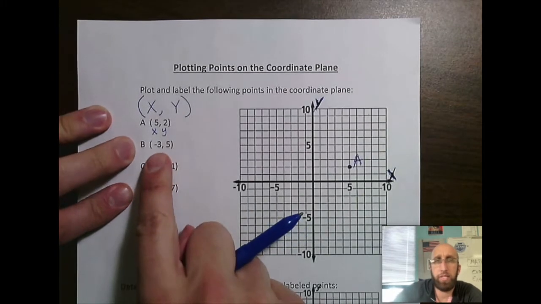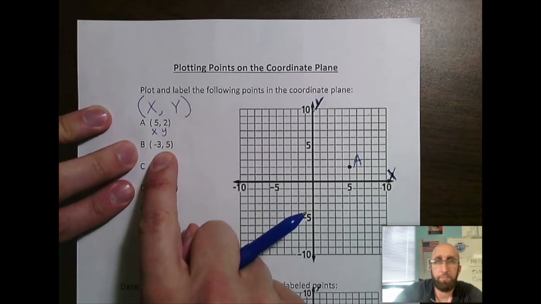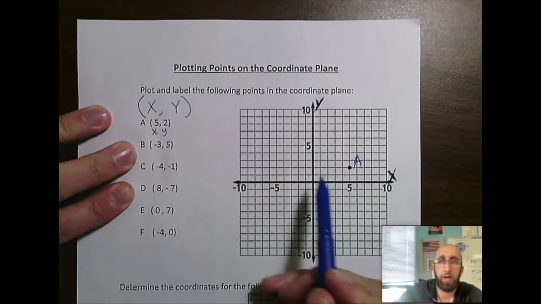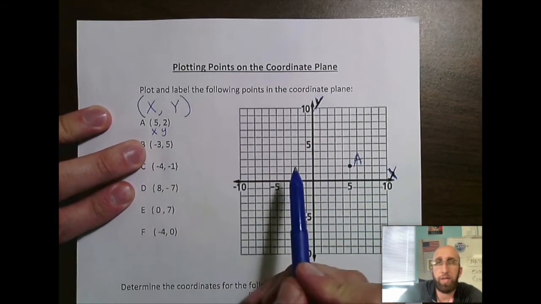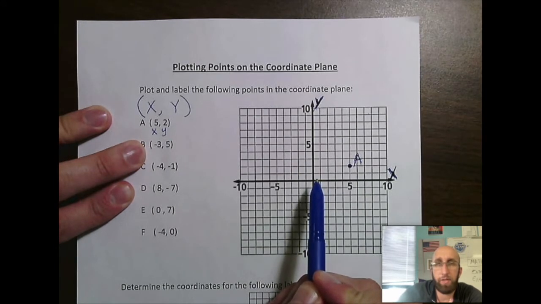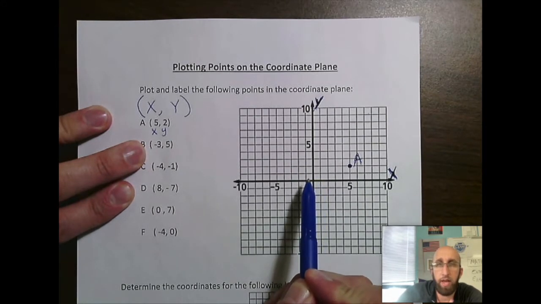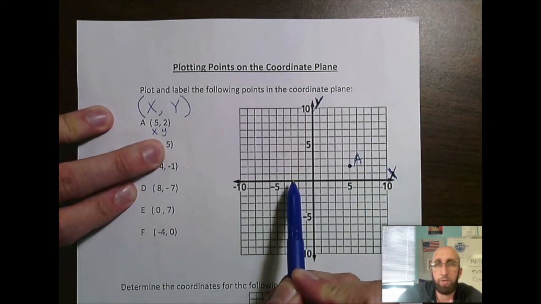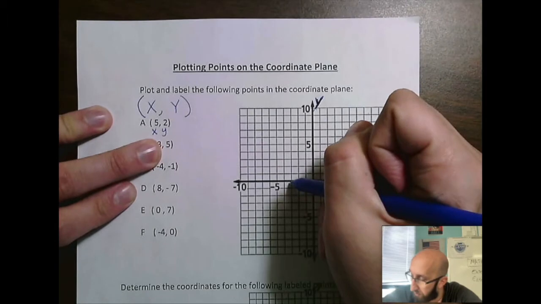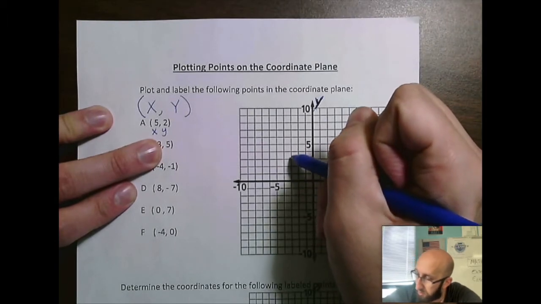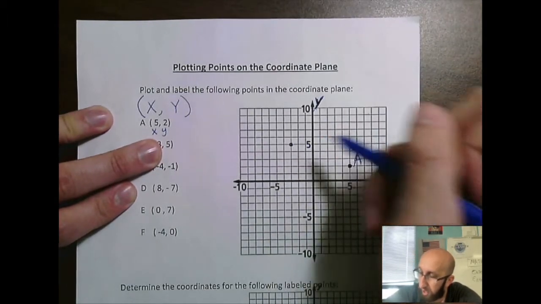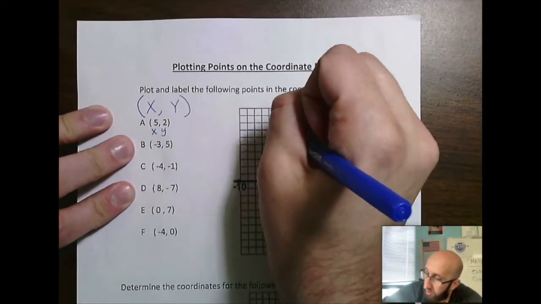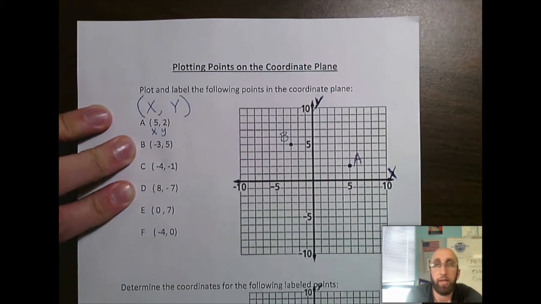My next point is (-3, 5). This is B, (-3, 5). So x moves me left and right, and y moves me up and down. The x value being negative 3, remember the x values being negative are to the left, so I need to go negative 1, negative 2, negative 3, and then my y value is positive 5, so I need to go up from there. 1, 2, 3, 4, and 5. That is x is negative 3, y is 5, and that is our point for B.